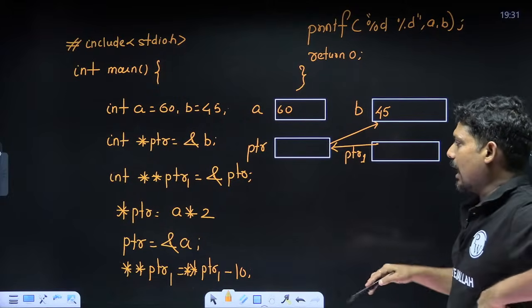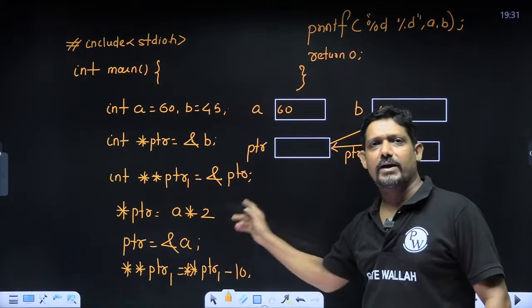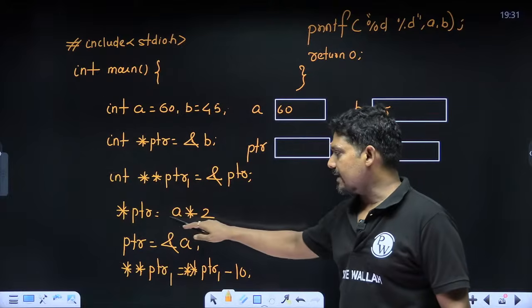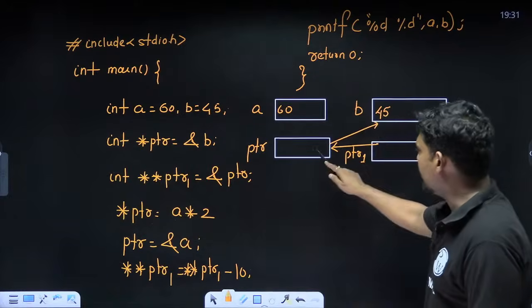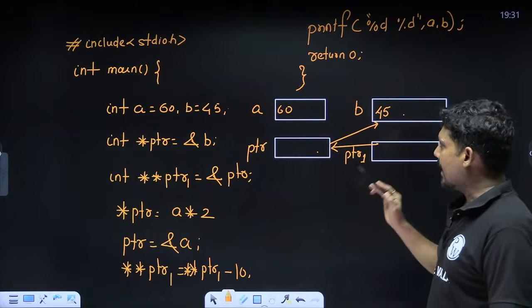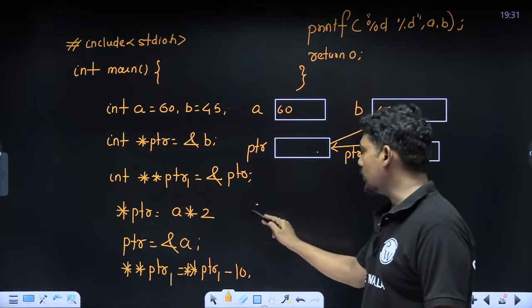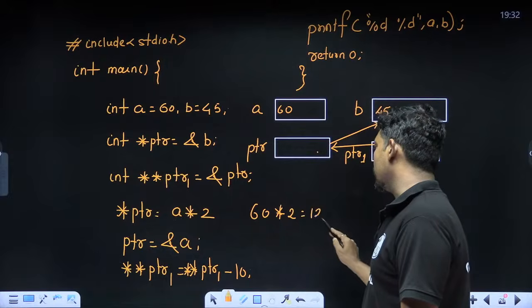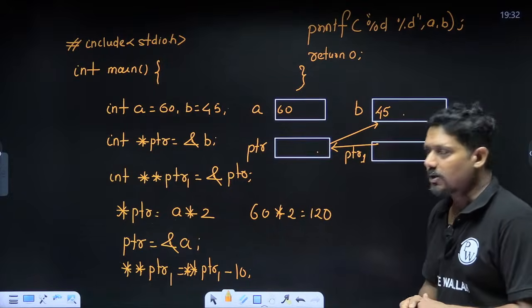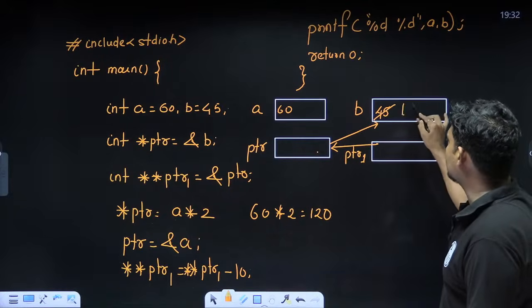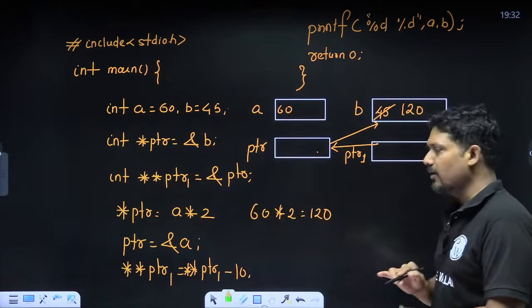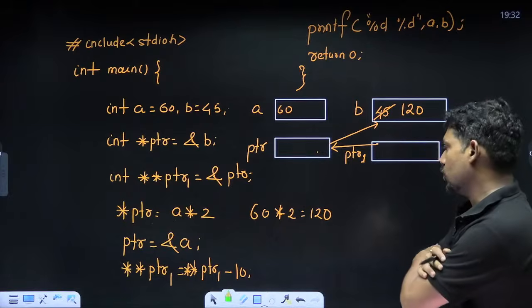Okay, now let the game begin. This is where the game is beginning. So now dereference PTR is equal to A multiplied by 2. Dereference PTR arrow is here. A multiplied by 2. A value is what? 60 multiplied by 2, that is equal to 120. So this 45 changes to 120.